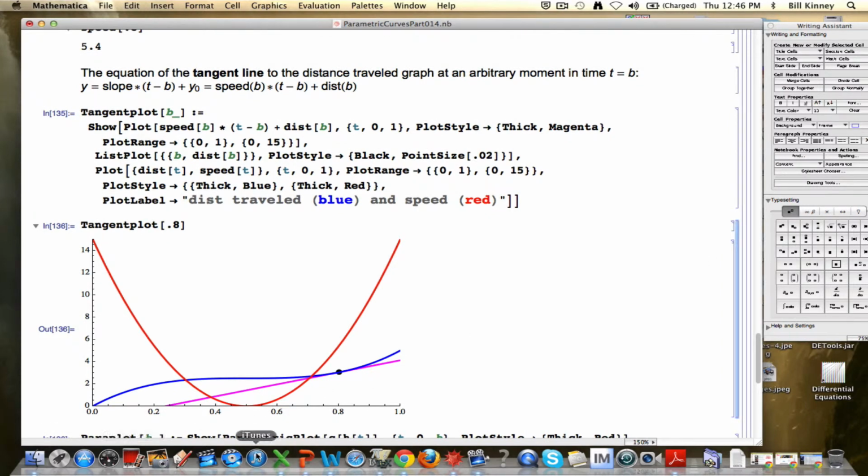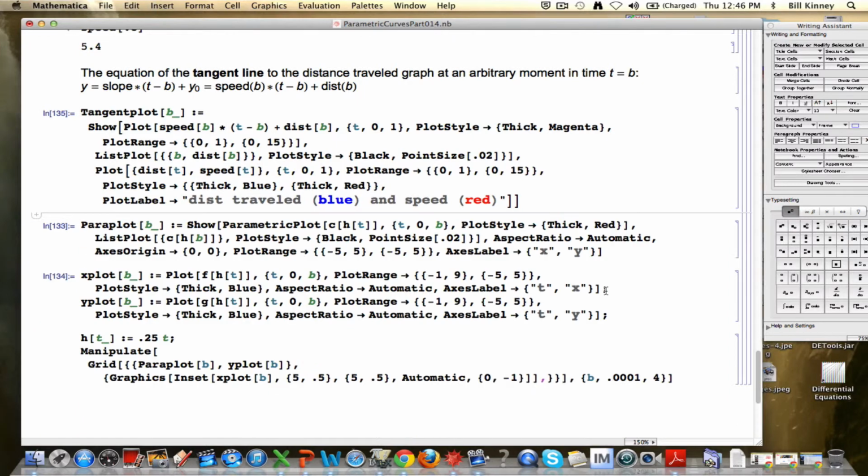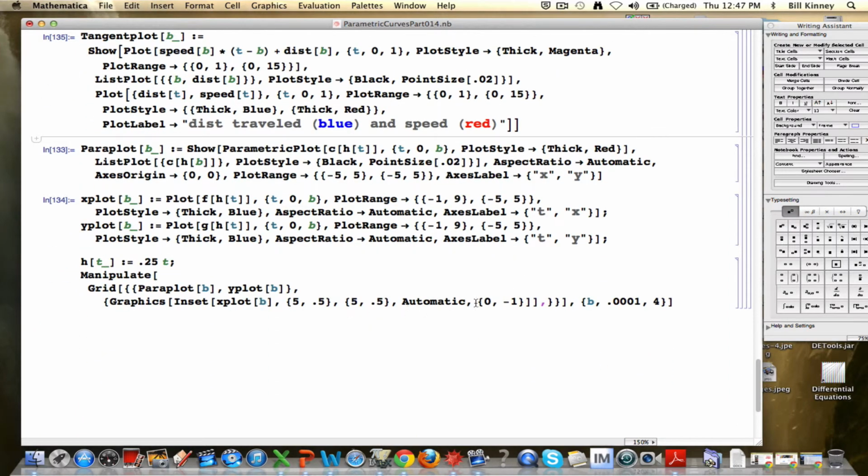You see the magenta line is in there. I'm going to combine these now. I'm also going to, I had a blank in the lower right corner. Remember, grid makes a grid of things, in this case graphs. I'm going to put this tangent plot in the lower right corner, and it's going to be part of the animation. B is the animation parameter.